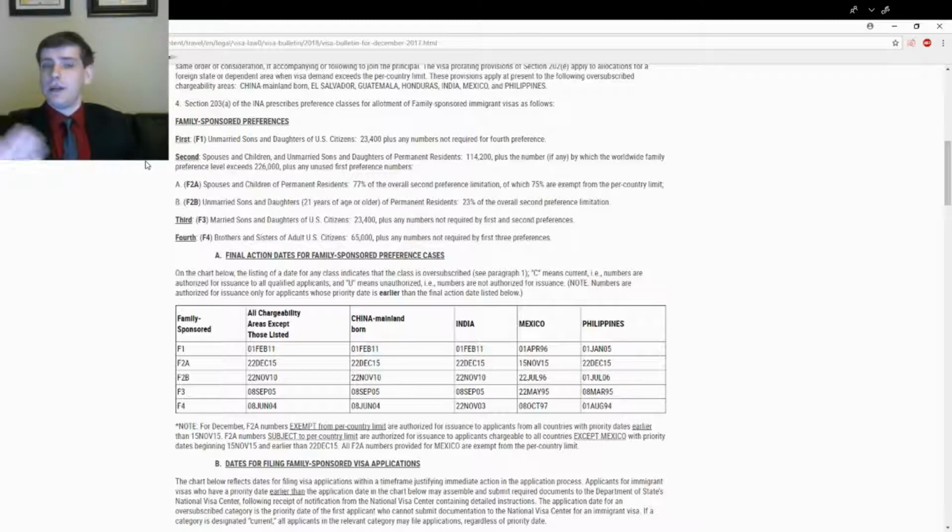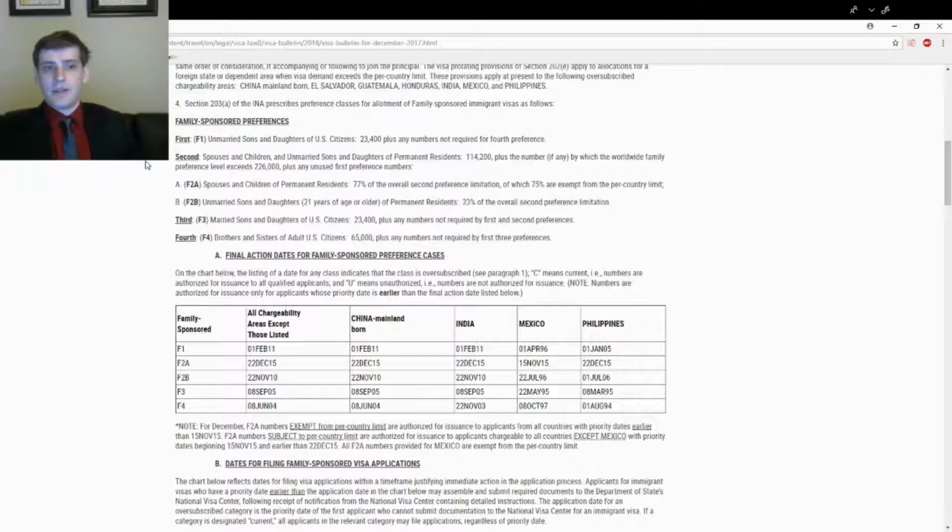First category, F1, is unmarried sons and daughters of U.S. citizens. These are any sons and daughters of U.S. citizens. Only 23,400 can be accepted unless there's unused fourth preference, F4, at which point those numbers are added to the F1.